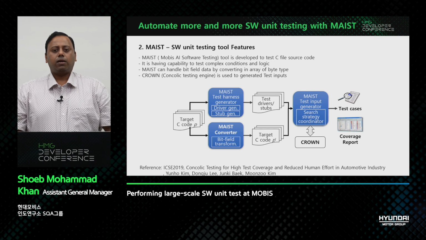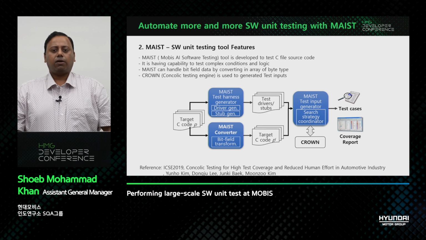The MIST tool has been developed for testing C language source code. Within the automotive industry, where a significant amount of data is transmitted via the CAN protocol using bit fields and function pointers, there are certain limitations when applying concolic testing. These limitations pertain to the handling of bit field data and the management of function pointers within the SMT solver.